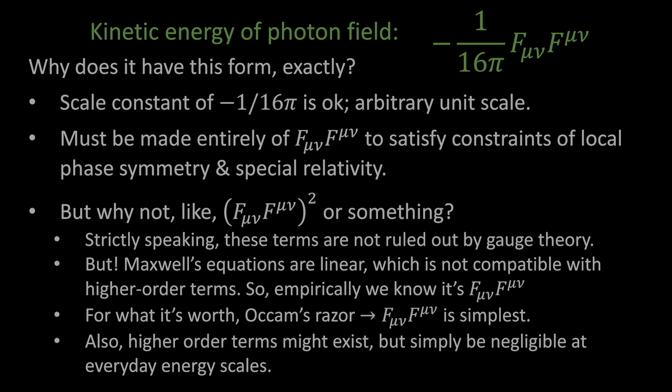But strictly speaking, just the constraints of local phase symmetry and special relativity on their own do not necessarily imply that this part of the Lagrangian has to have precisely this term. But anyway, it just so happens that in the universe in which we find ourselves, and at the kind of energy scales that we're typically interested in, electromagnetism takes the form of linear differential equations, and that's precisely what we get when this term in the Lagrangian has the simplest form that it can have.